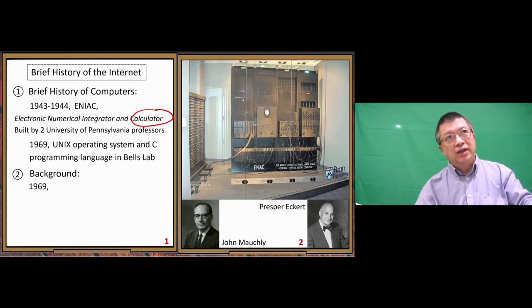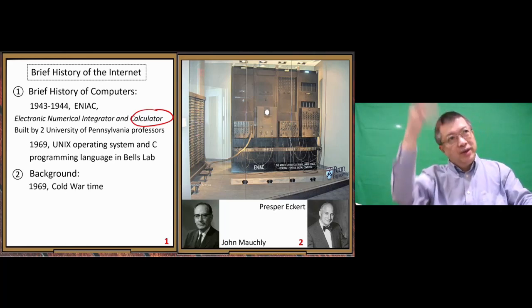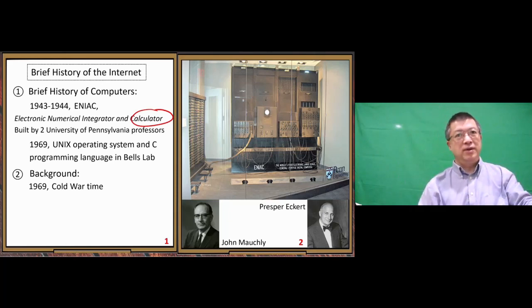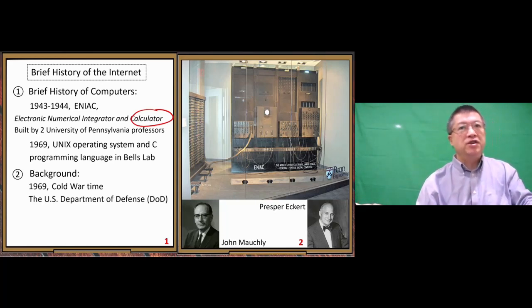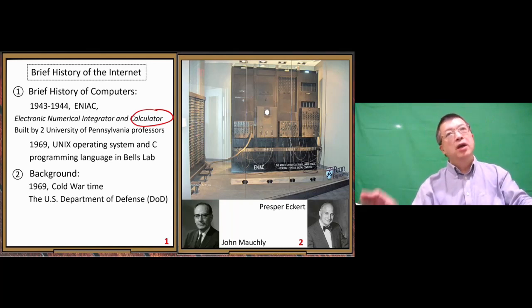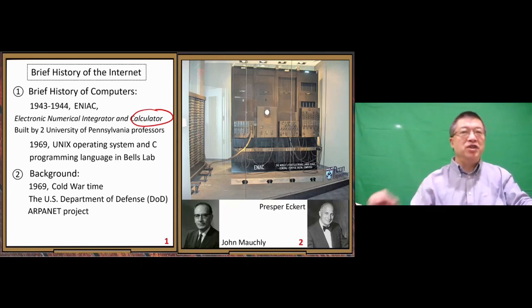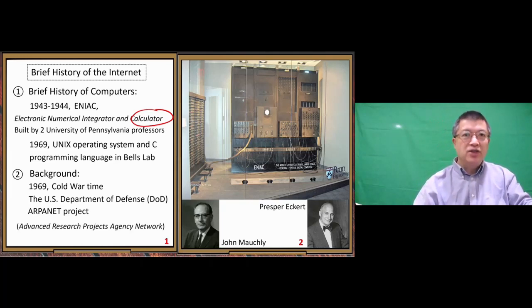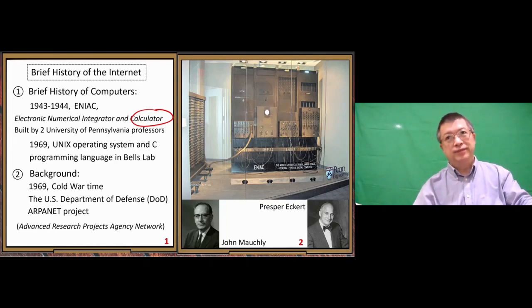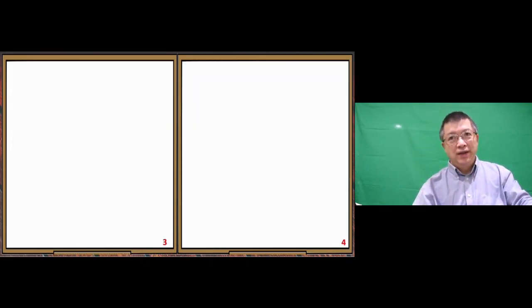1969. It was Cold War time. So the free world needed to fight against the communist Soviet Union. The U.S. Department of Defense, DoD, did many projects. Among them, there was the most important one. Look at this: the ARPANET project. What's the meaning of that? Advanced Research Projects Agency Network. All right, so let's look at this network.